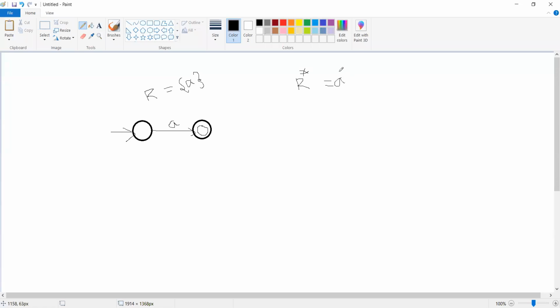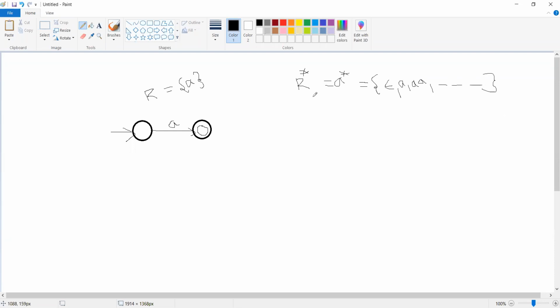Small a whole star. Okay. Now when we do small a whole star, you know what is going to happen. It will result in the least string called epsilon, and then you will be getting small a one time, and then two times repetition, and three times repetition, four times repetition, and so on. So it will be infinite.